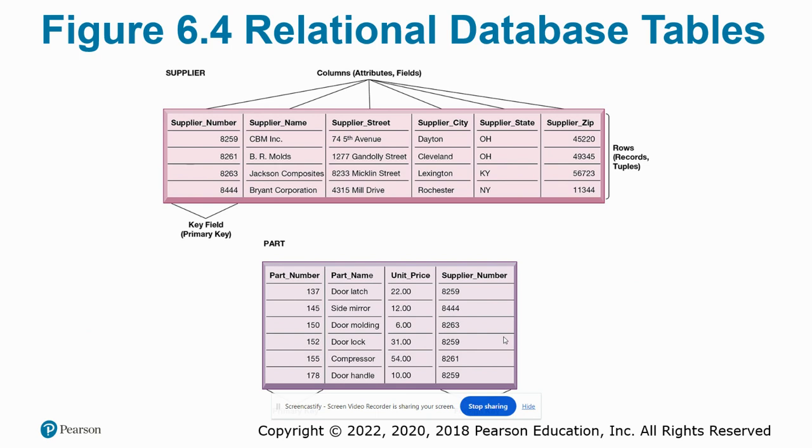A relational database organizes data in the form of two-dimensional tables. Illustrated here are tables for the entities supplier and part, showing how they represent each entity and its attributes. Supplier number is a primary key for the supplier table, and then a foreign key for the part table. The graphic on this slide illustrates two tables in a relational database management system. The key field in the supplier table is the supplier number.